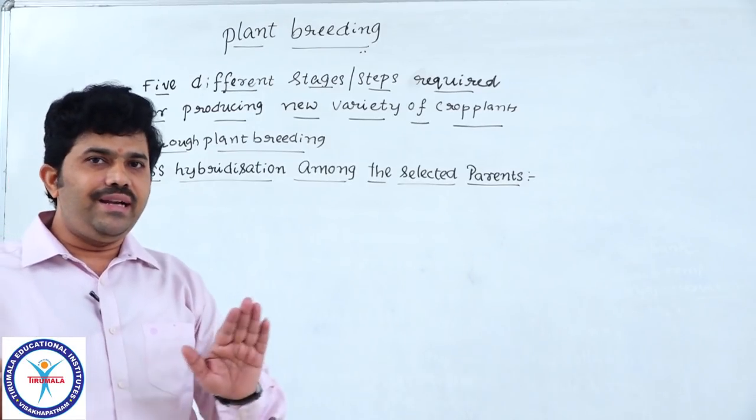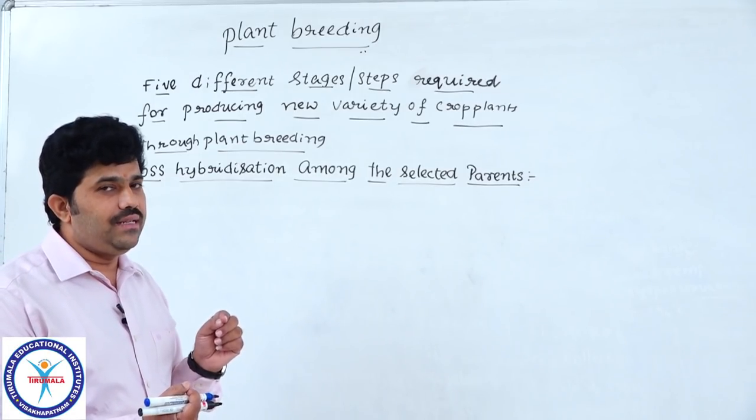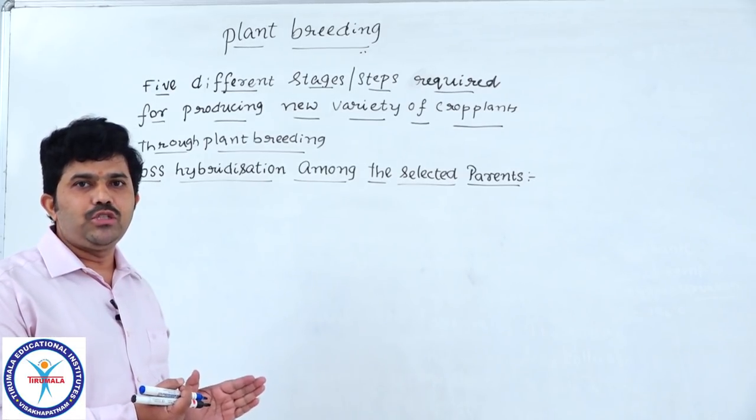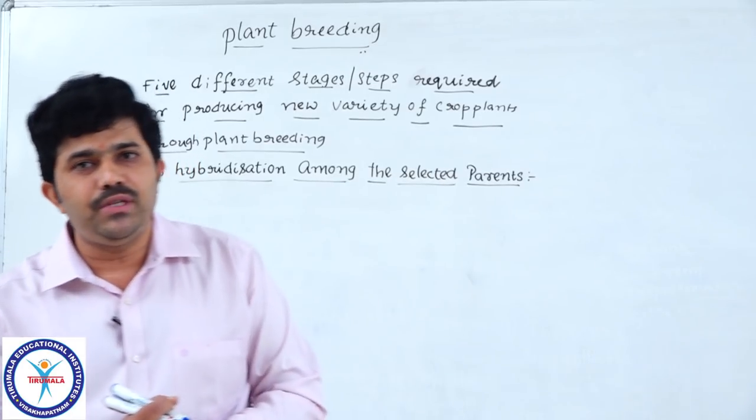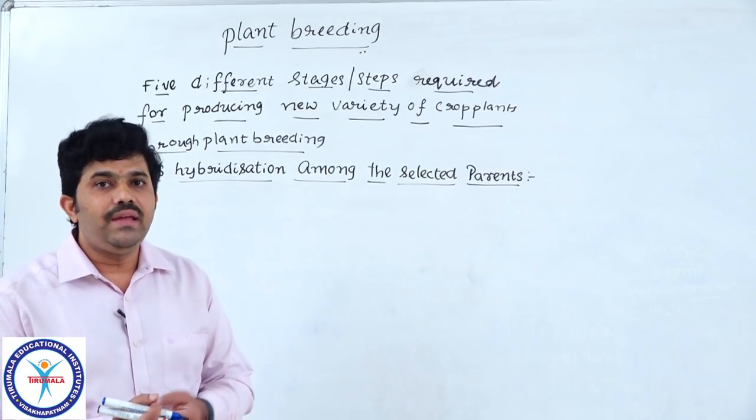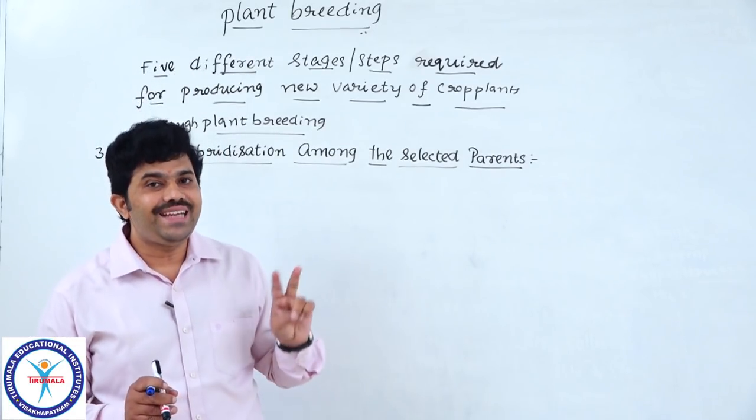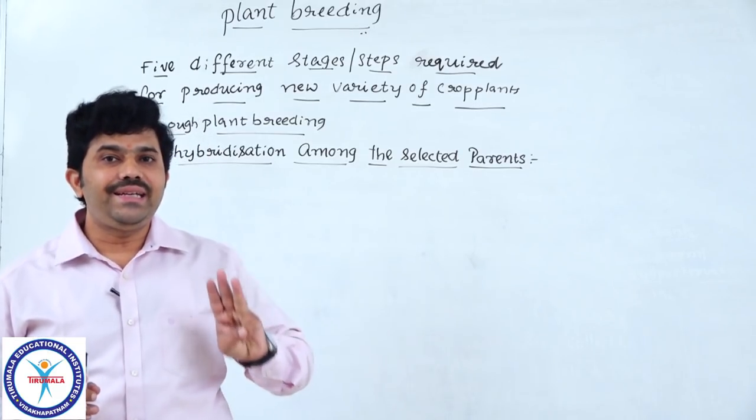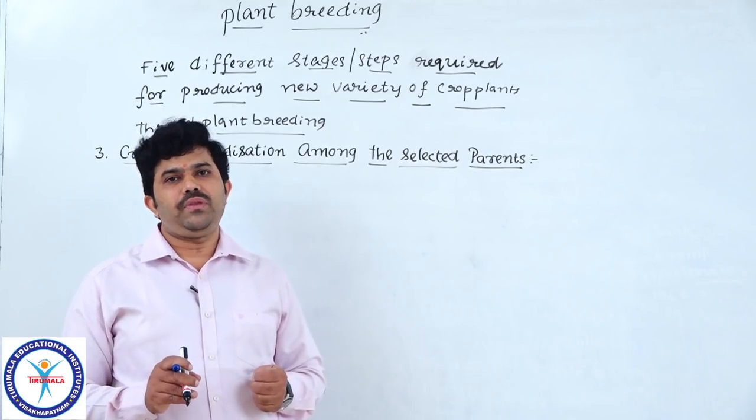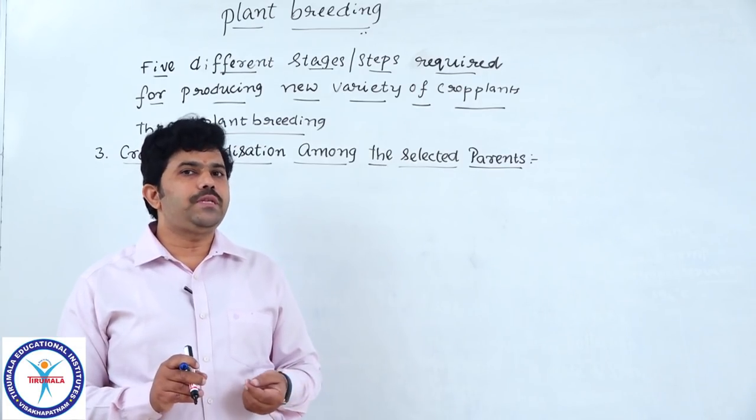Now we had better write a few lines about cross hybridization among the selected parents. And one more point, just listen. We make this cross hybridization in different types. Different types of hybridization are observed for getting progeny or offspring with more desirable characters. For example, the first is intravarietal hybridization, the second is intervarietal hybridization, the third is interspecific hybridization, and the fourth is intergeneric hybridization. Understood? These four kinds are the ones we most often see.